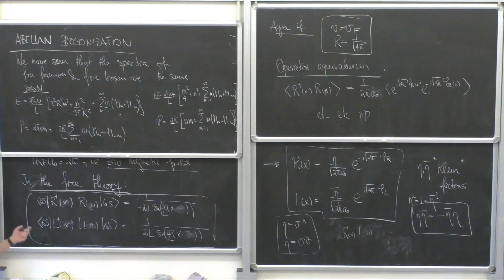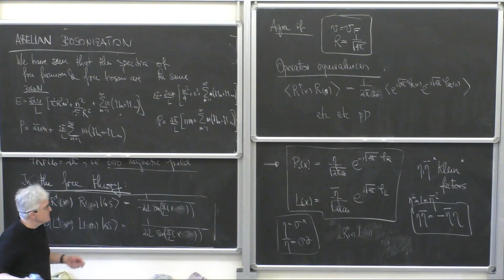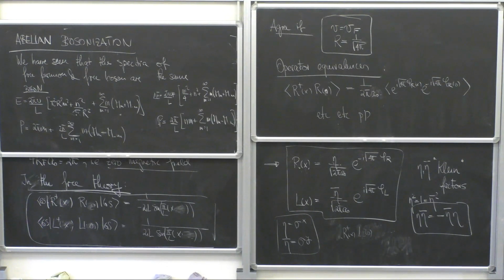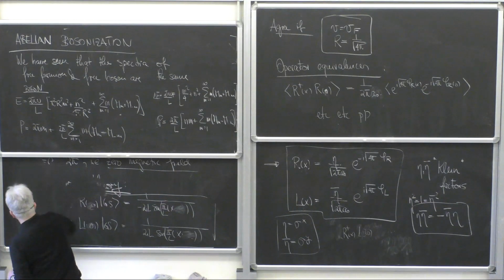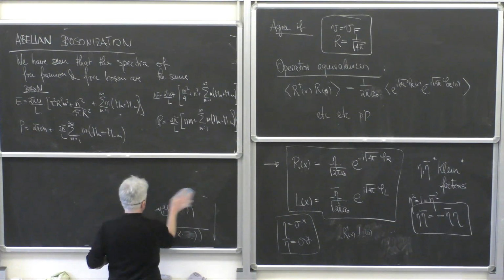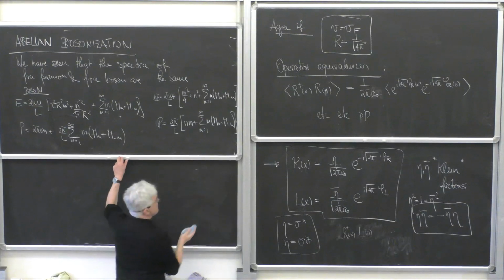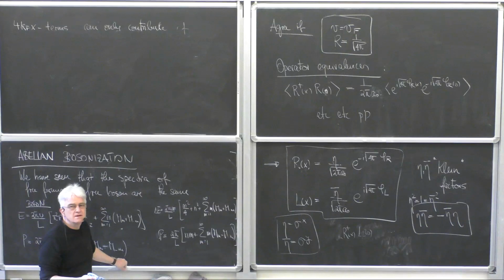Okay, so these Klein factors, it's a very general trick in theoretical physics. Whenever you have a problem with having to ensure anti-commutation relations, you introduce these Klein factors.